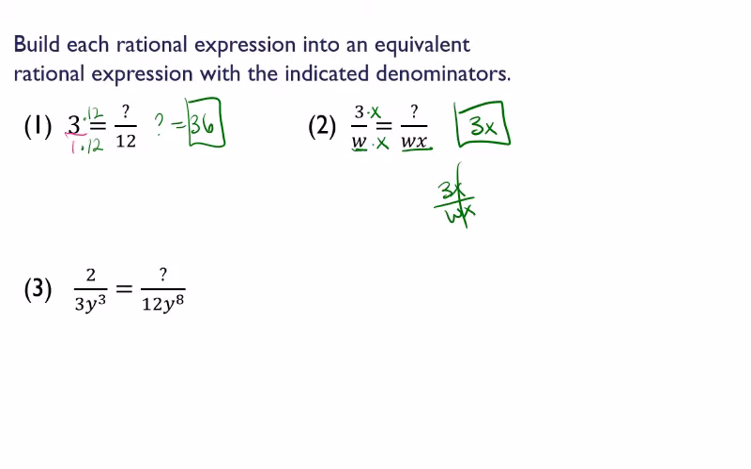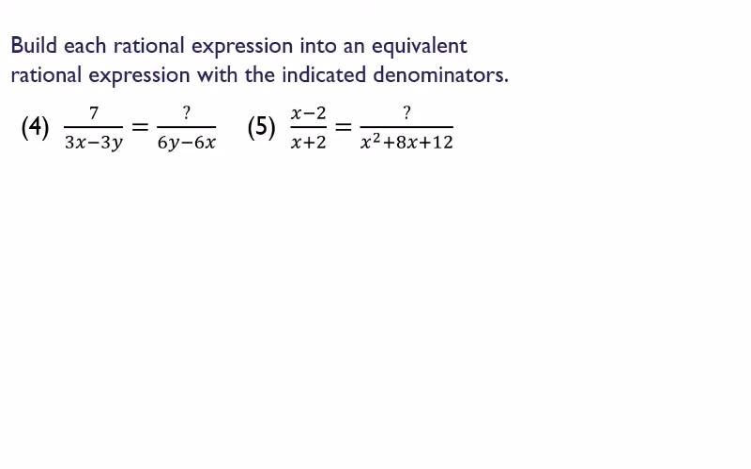All right, and then last but not least here, we're going from 3y cubed in the denominator to 12y to the 8th, right? So 3 times what equals 12, times 4, right? So we have to multiply by 4 on top and bottom. And then how do we get from y cubed to y to the 8th? Well, remember when we multiply bases, we add the exponents. So 3 plus what equals 8? And it'd be 3 plus 5, right? So y to the 3rd times y to the 5th is how we get y to the 8th. So I'm going to put a y to the 5th here. So 2 times 4y to the 5th, that comes out to be 8y to the 5th. All right.